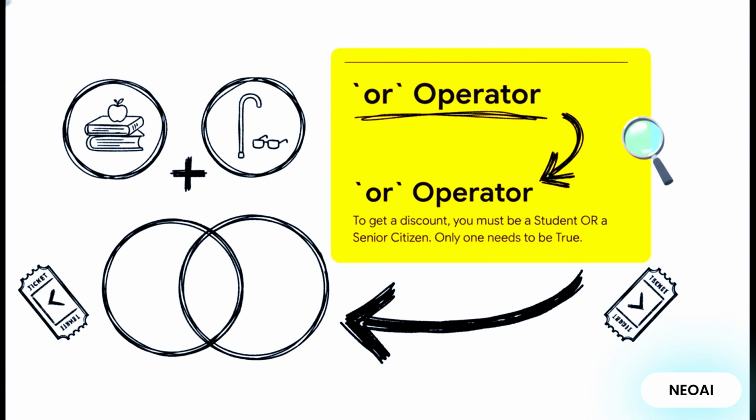Okay, now let's talk about the or operator. This one's way more laid back. At that same movie theater, they might offer a discount. To get it, you just need to be a student or a senior citizen. You don't have to be both. Just meeting one of those conditions is good enough to get the deal.